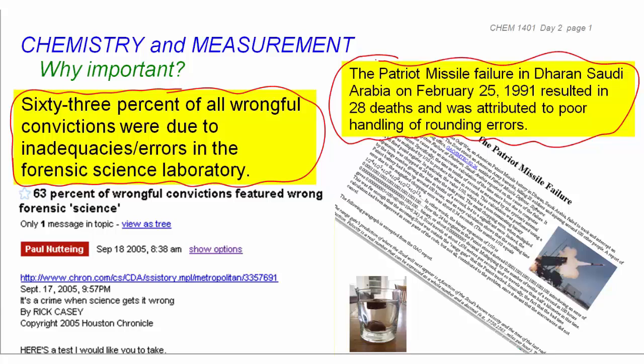How many digits do you carry in your calculations? And if you screw up with this, the results can be horrendous. You could send a missile to a wrong place. So let's take a look at this.